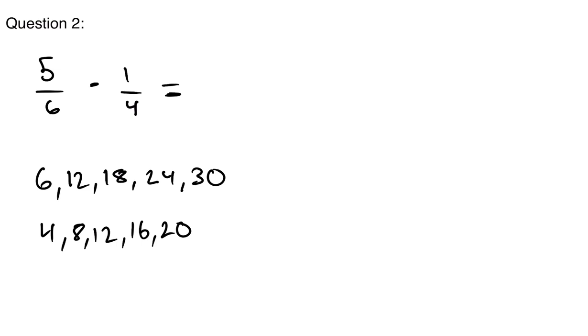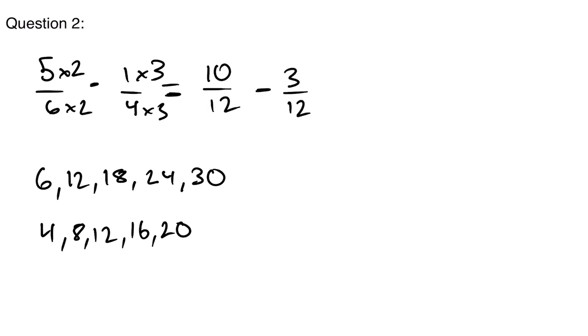Now let's make both of these fractions out of 12. To make 6 into 12, we have to multiply it by 2. But what we do to the bottom, we have to do to the top. So we multiply the top by 2 as well. So we're left with 10 over 12 minus, we have 1 over 4. To make 4 into 12, we have to multiply by 3. Now what we do to the bottom, we have to do to the top. And so then we get 10 over 12 minus 3 over 12. And we can simply subtract the numerators, and that'll give us 7 over 12.